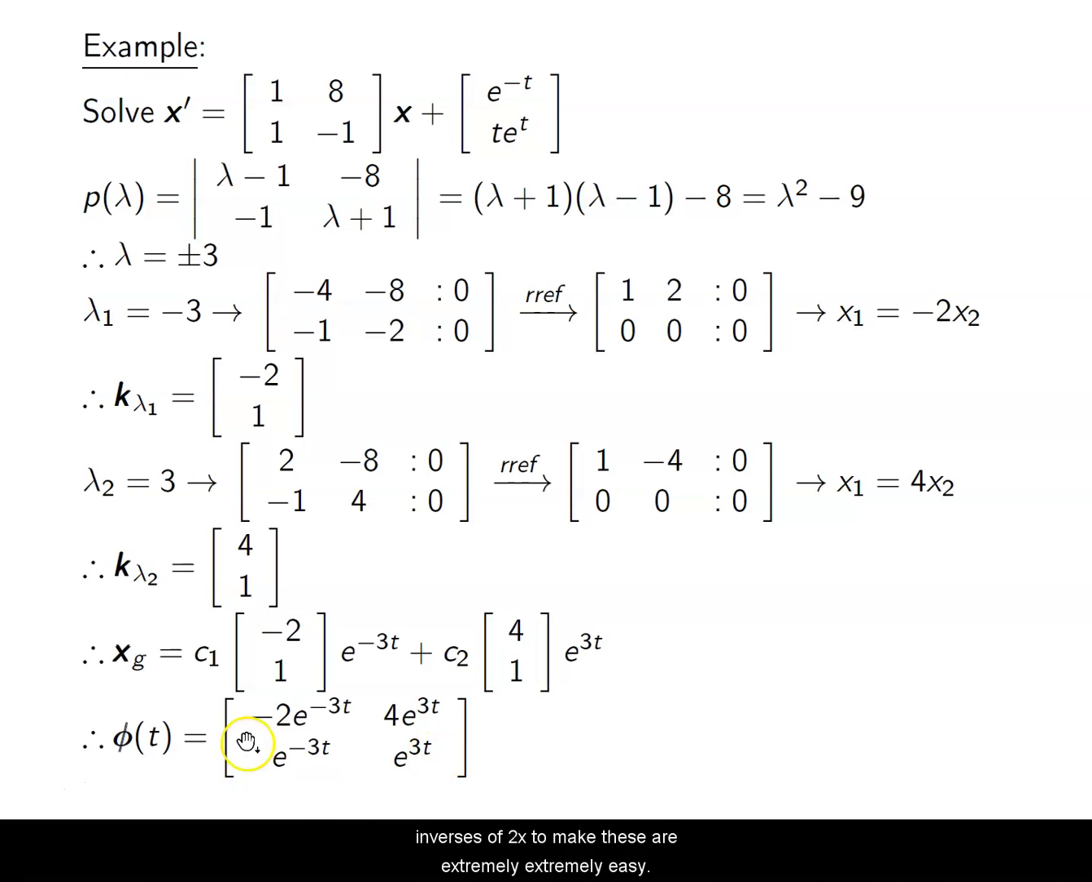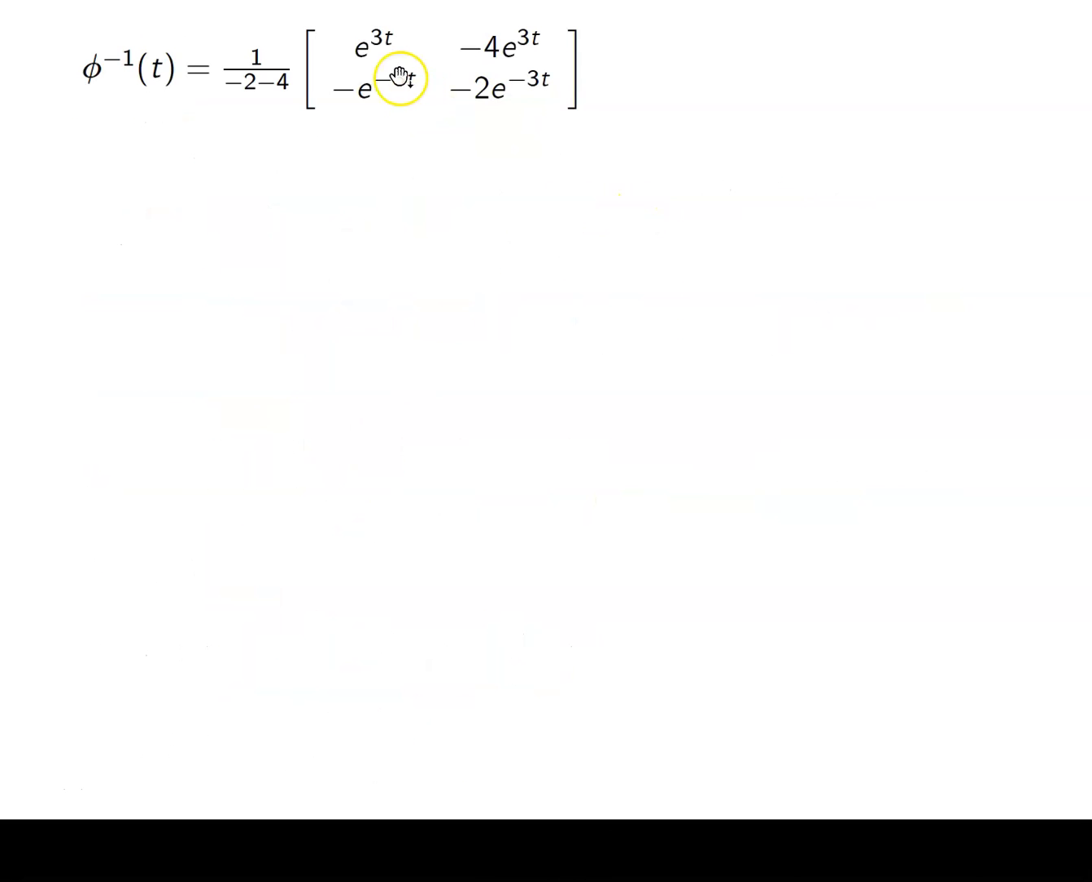Again, finding inverses of 2 by 2 matrices is extremely easy. Again, review your linear algebra if you need help with that. So we find the determinant, which is this product minus this product. And so that gives me 1 over negative 2 minus 4. When I multiply these across, the exponents end up canceling each other out, so I don't have any e's or anything crazy in the denominator. It's just 1 over negative 6.